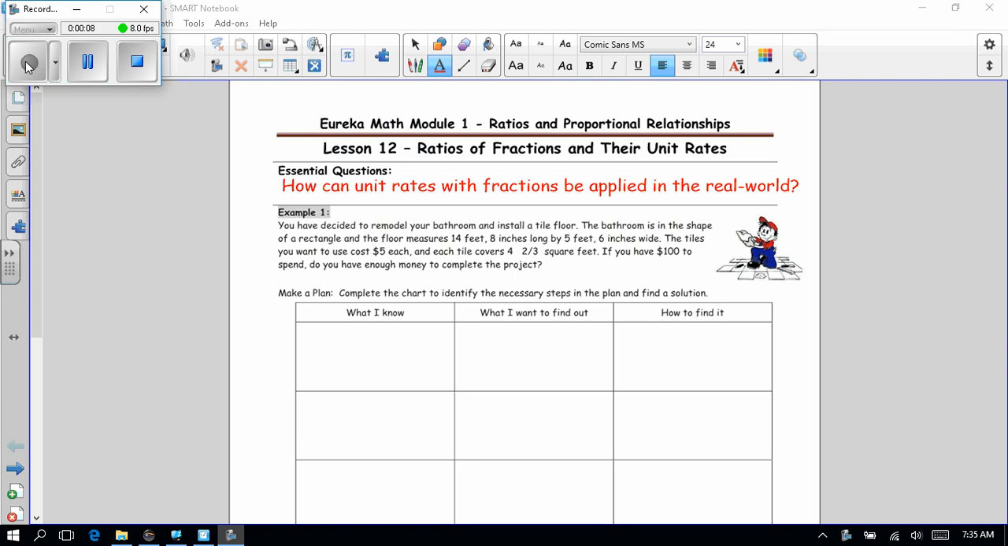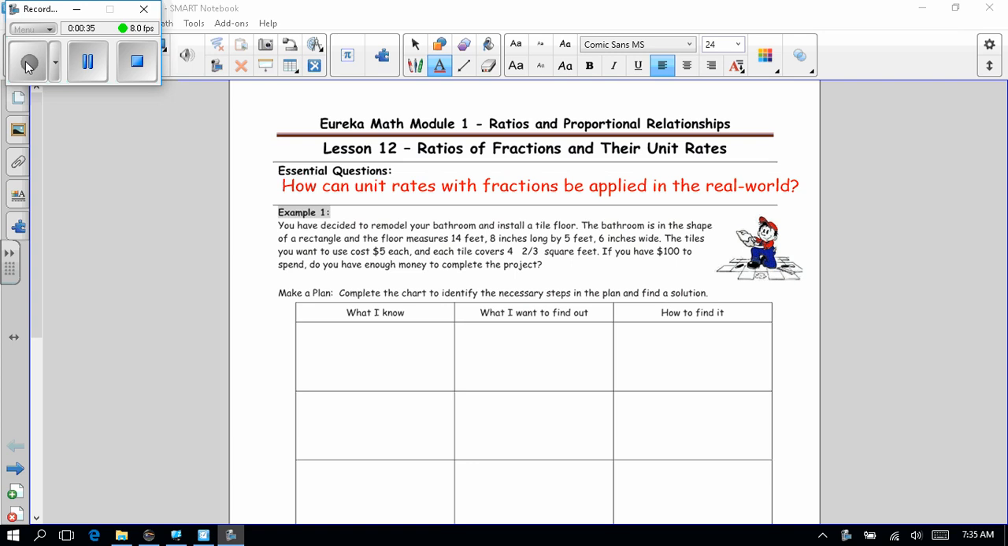I'm on page 48. We're looking at ratios of fractions and their unit rates. So the essential question I have already put in there for you guys: How can unit rates with fractions be applied in the real world? Because I know a lot of students always ask me, well, when am I ever going to use this? Well, here's an example, okay?